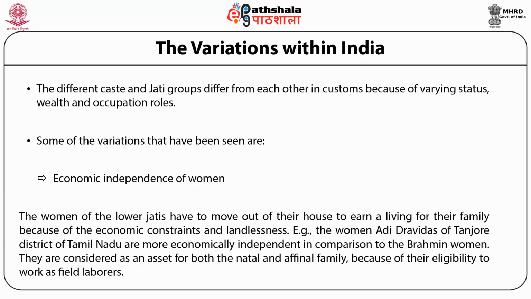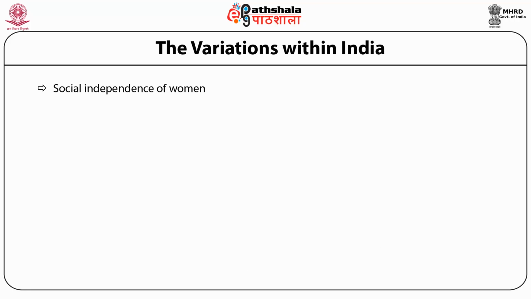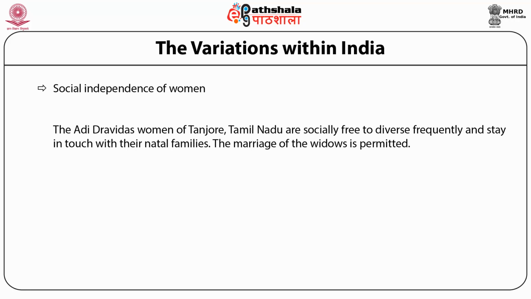For example, the women of Adi Dravidas of Tanjavur district of Tamil Nadu are more economically independent in comparison to the Brahmin women. They are considered as an asset for both the natal and affinal family because of their eligibility to do work as field laborers. Social independence of women. The Adi Dravidas women of Tanjavur, Tamil Nadu are socially free to divorce frequently and stay in touch with their natal families.